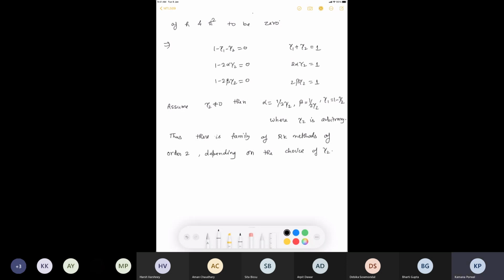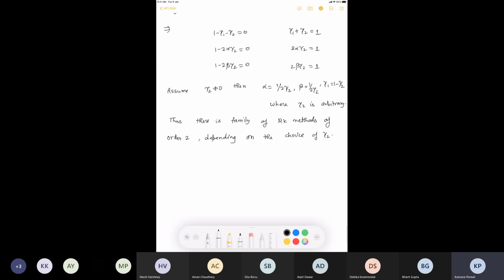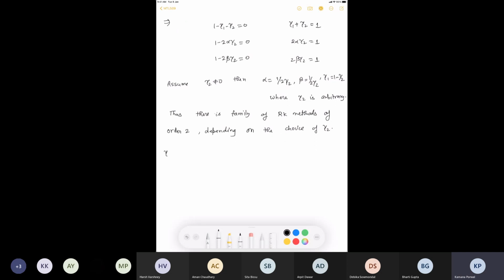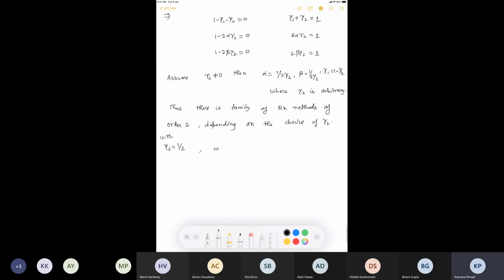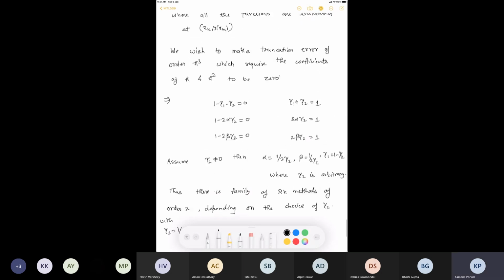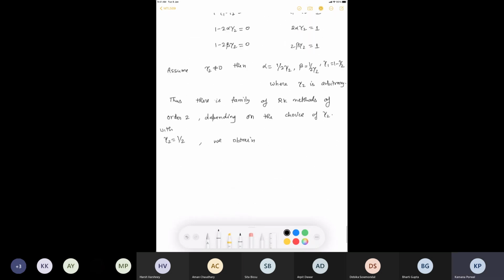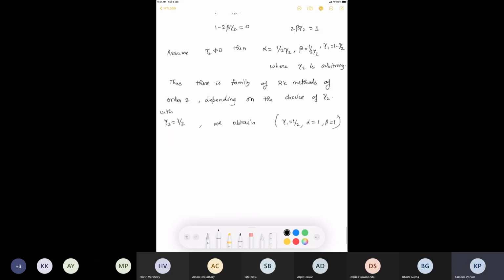Okay, now let's try to take some choices of gamma 2 and see what happens. So let's take gamma 2 equals 1 by 2. What do we obtain in this case? Let's substitute: if gamma 2 is equal to 1 by 2, gamma 1 is also going to be 1 by 2, alpha is going to be 1, and beta is going to be 1. So what is the method we have obtained?